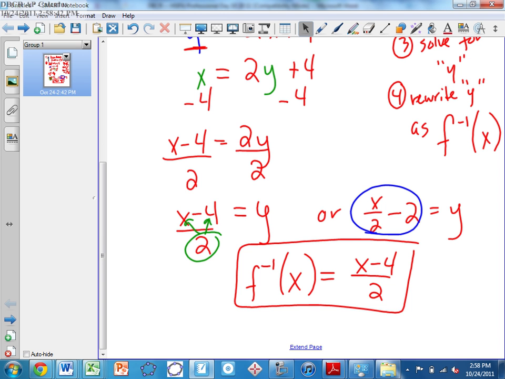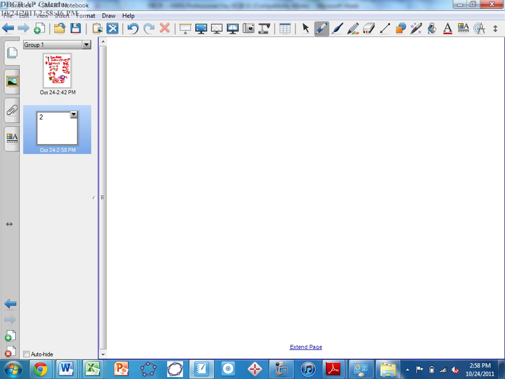Let's try another one together before we go on to ones on our own. The second one, let's say, say again? It's all for constant working. It is, but once we get to more complicated functions, it's a lot trickier. So I want to go through some of those also.